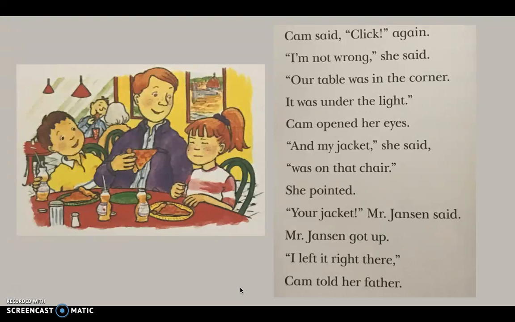Pause the video and find with your partner where all of the descriptions of the setting is. Press play when you're ready. Alright, let's see if you found them all. The first one I found was, our table was in the corner. The next one I found was, it was under the light. This is painting a great picture of where they are, where that table was in my head. The next thing I found was, and my jacket was on the chair. This section of the story was full of setting.